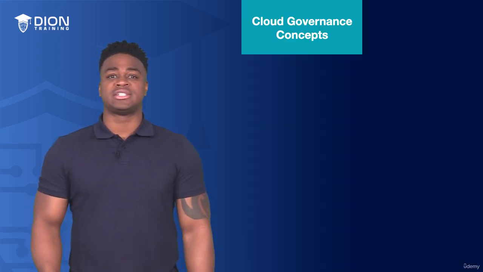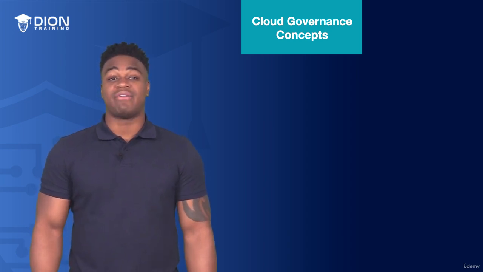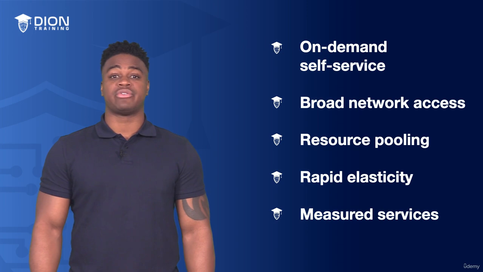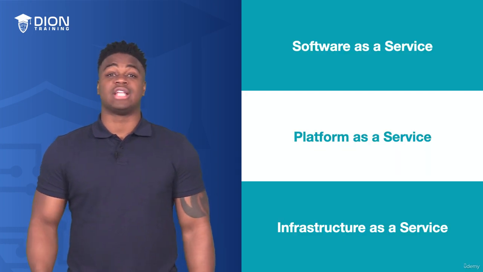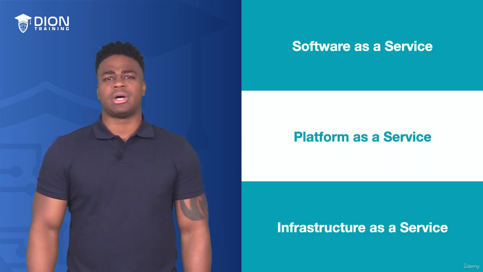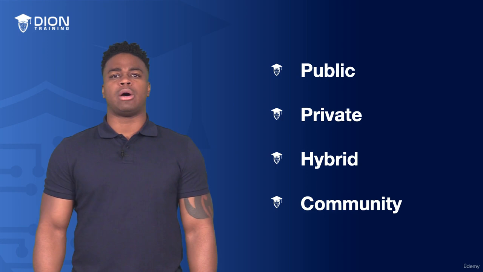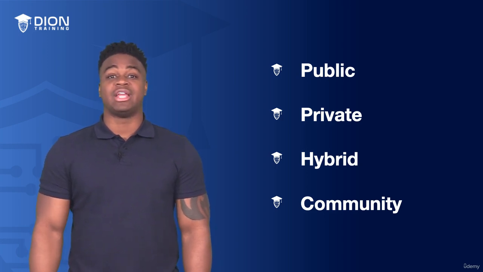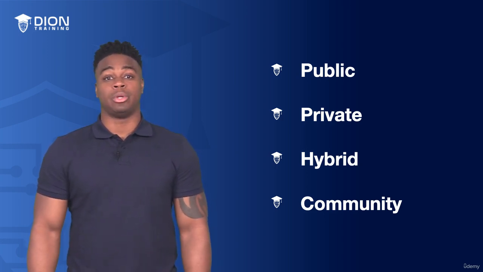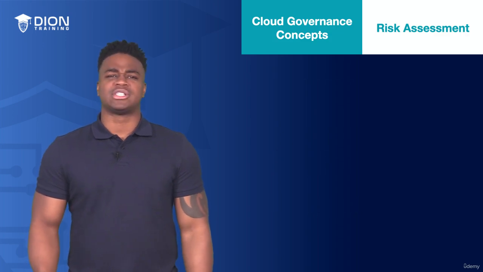Now, as we begin this section, we will first focus our discussions on some basic cloud governance concepts and how they apply to the 5 cloud characteristics of on-demand self-service, broad network access, resource pooling, rapid elasticity, and measured services. We will also discuss how the cloud governance concepts apply to the 3 cloud service models of software as a service, platform as a service, and infrastructure as a service. Then, we will quickly look at how governance applies to the 4 cloud deployment models of public, private, hybrid, and community cloud deployment models.